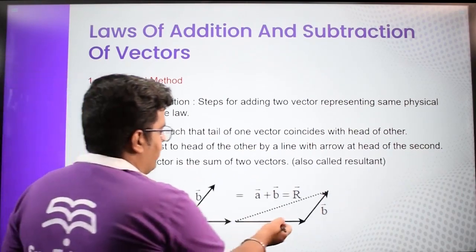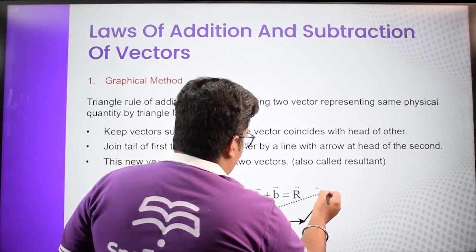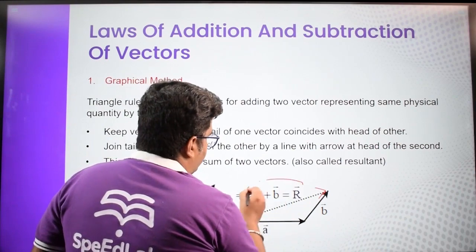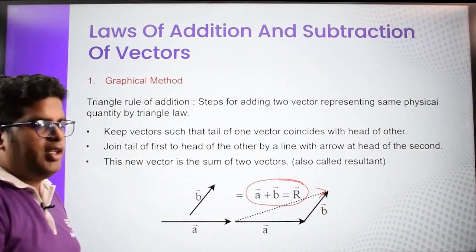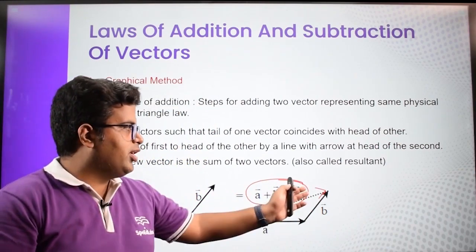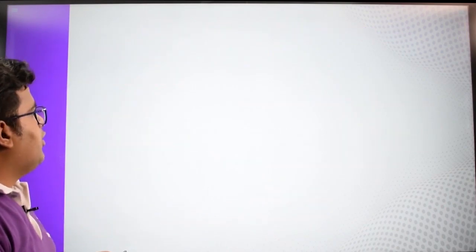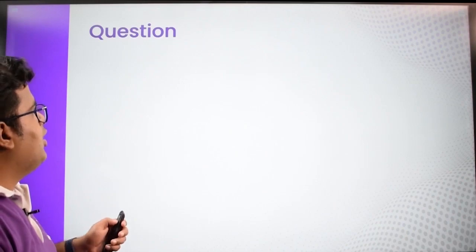And I said this is A vector, this is B vector, and this is going to be your C vector. So basically we have R vector or C vector that will be equal to A vector plus B vector. So this is basically your triangle law of vector addition. Now that's a graphical method. Now based on this we have a question.